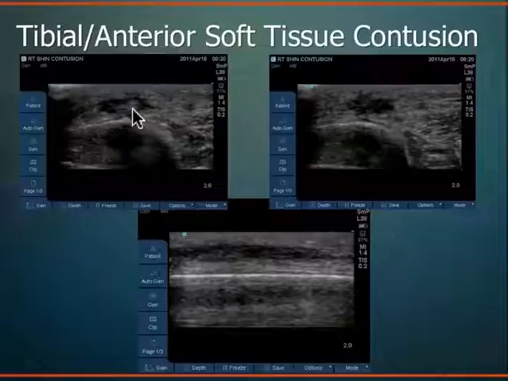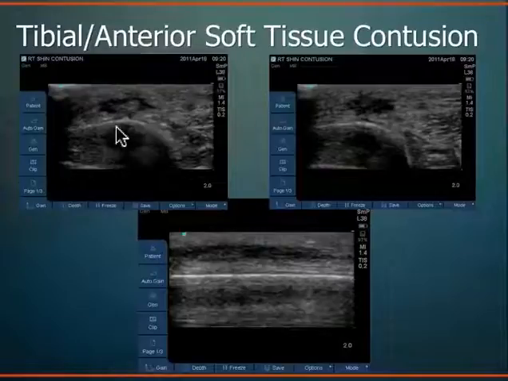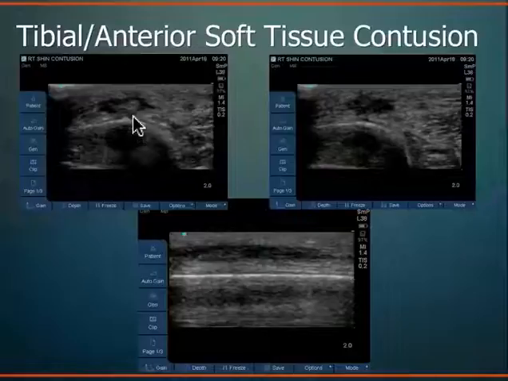Sometimes with these hematomas you get thickening of the tissue and a collection of tissue debris, which can sometimes cause other complications which you could follow on ultrasound that you might not necessarily see on x-ray or other imaging modalities.